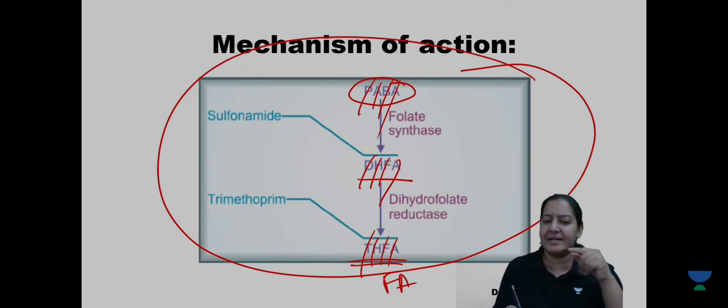हम कहते हैं ना folic acid. Actually वो THFA होता है. Tetrahydrofolic acid is the active form of folic acid. So this is how folic acid is formed.